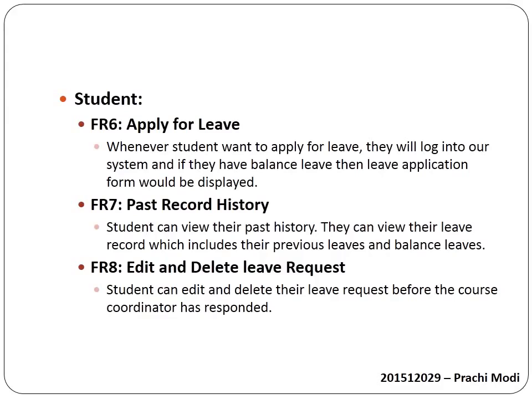For students, the functional requirements are number 1. Apply for leave. Whenever students want to apply for leave, they log into the system and if they have balance leave, then a leave application form would be displayed. Number 2. To view the past record history. Students can view their leave records, which includes their previous leaves and their balance leaves. Number 3. Edit and delete the leave request. Students can edit and delete their request before the course coordinator has responded.